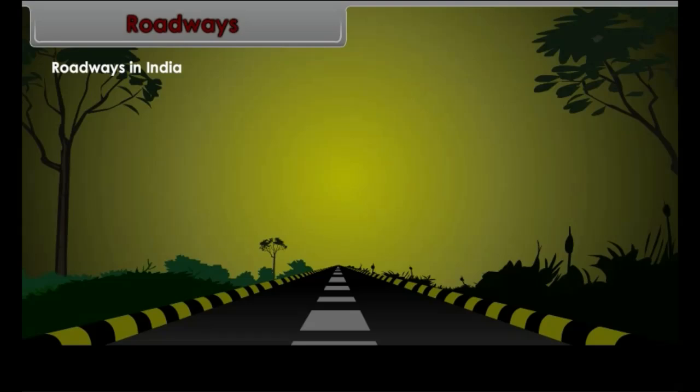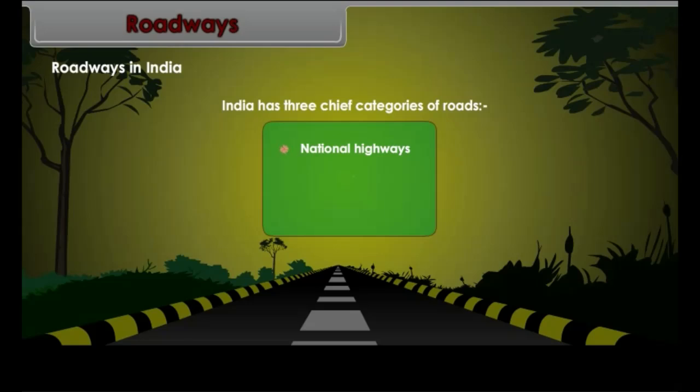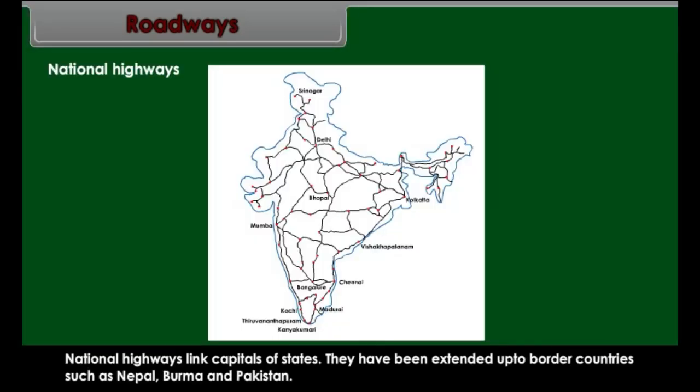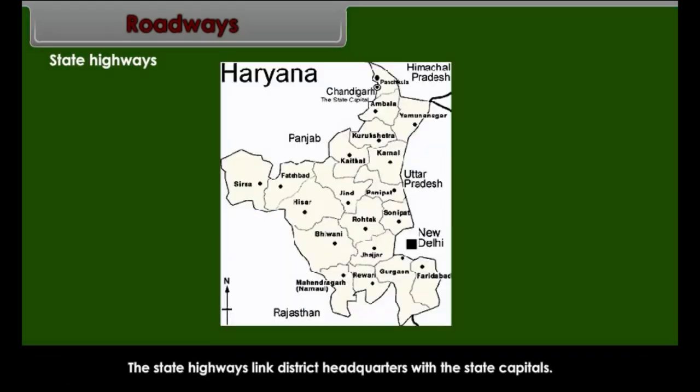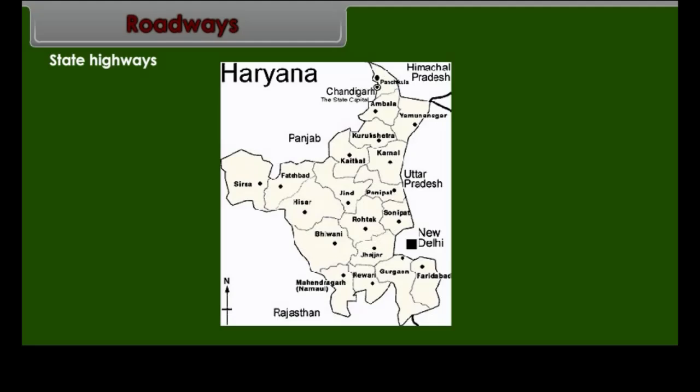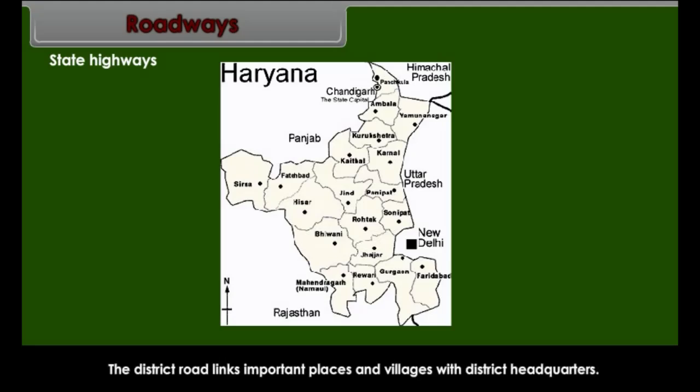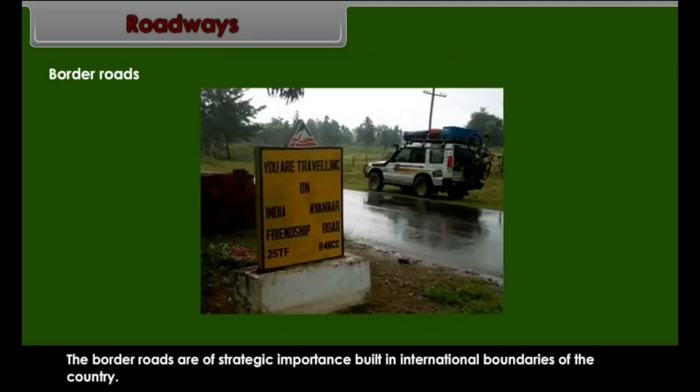Roadways in India. India has three chief categories of roads: national highways, state highways and border roads. National highways link capitals of states. They have been extended up to border countries such as Nepal, Burma and Pakistan. The state highways link district headquarters with the state capitals. The district road links important places and villages with district headquarters. The border roads are of strategic importance, built in international boundaries of the country.